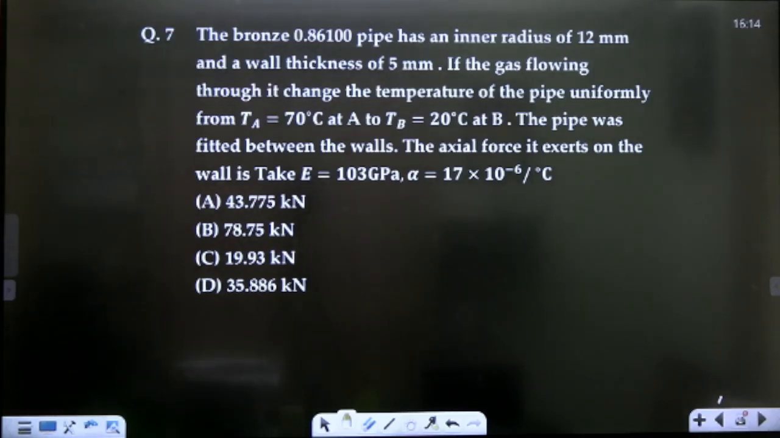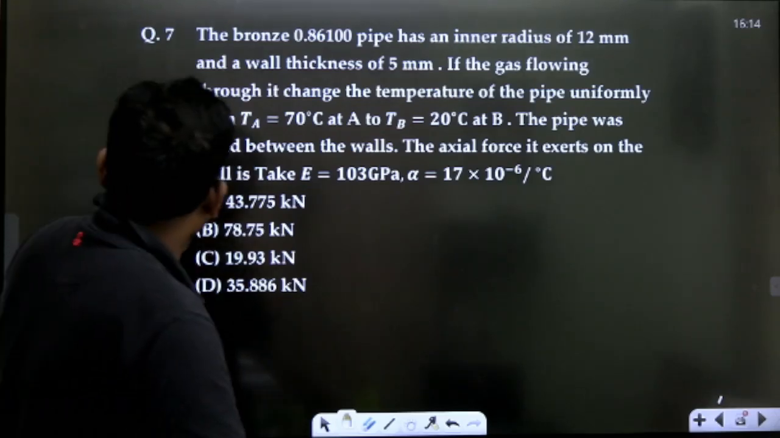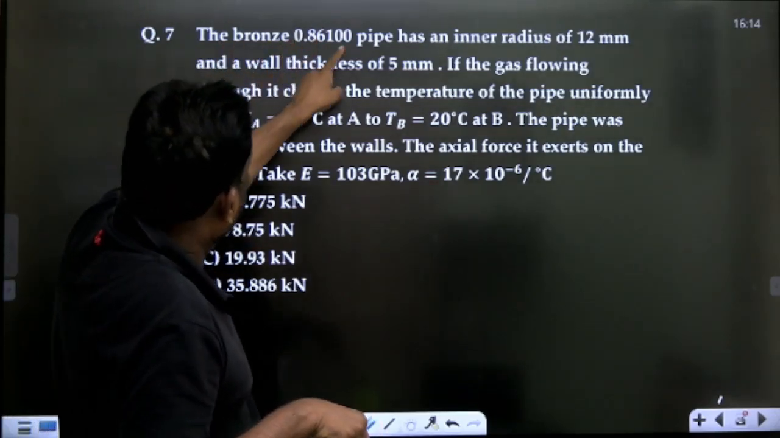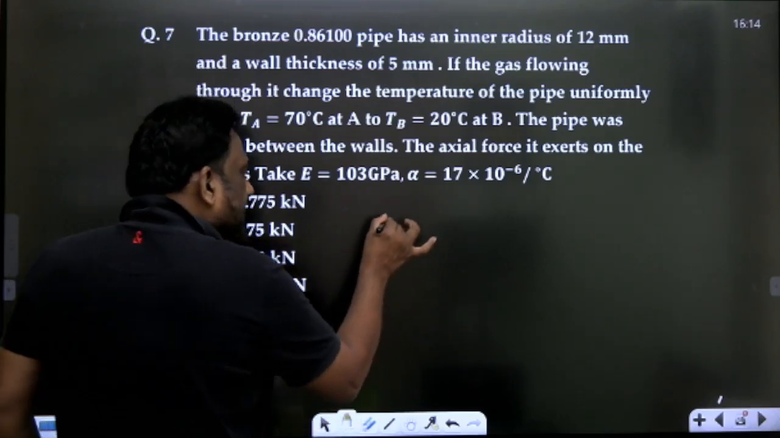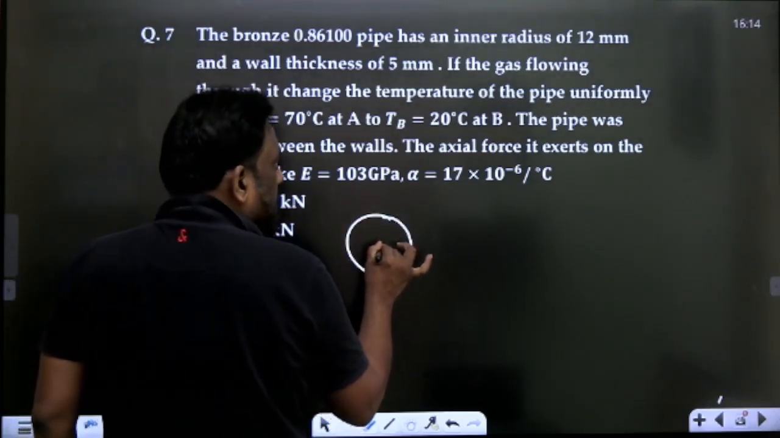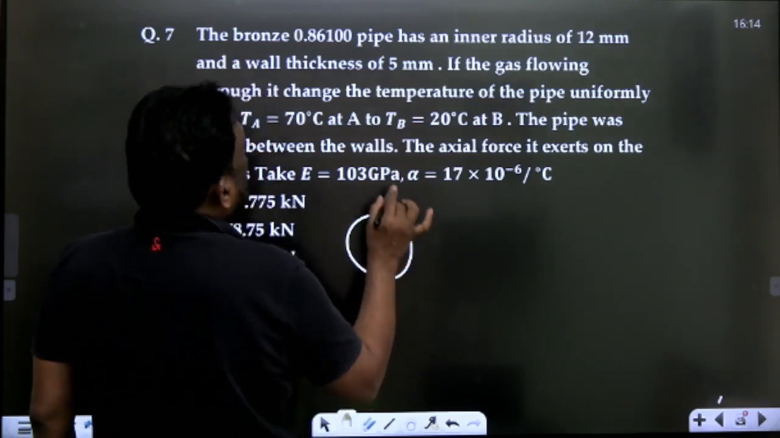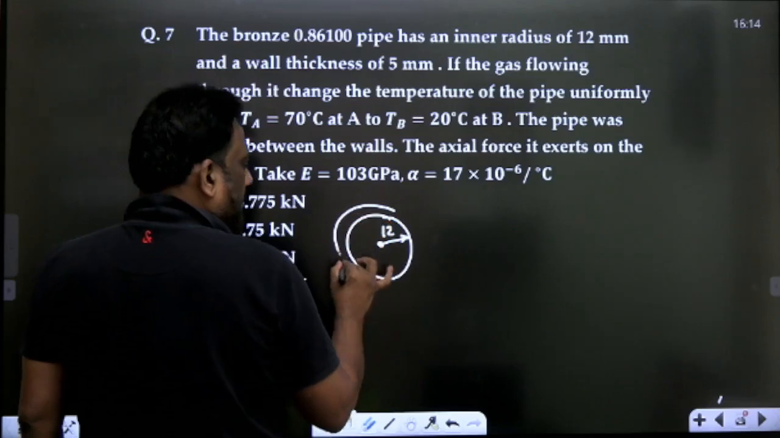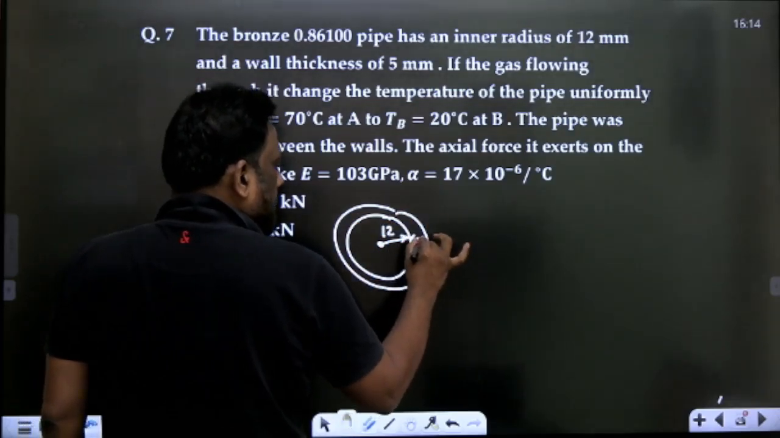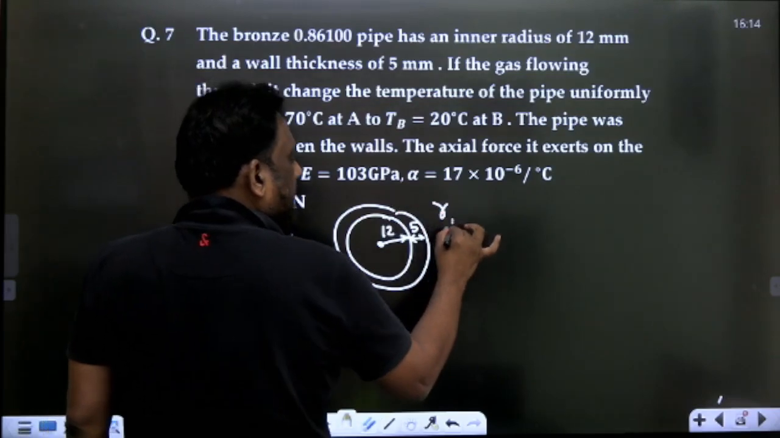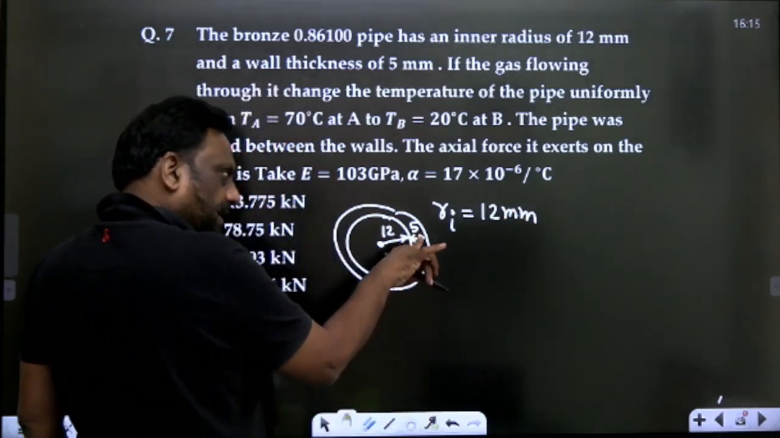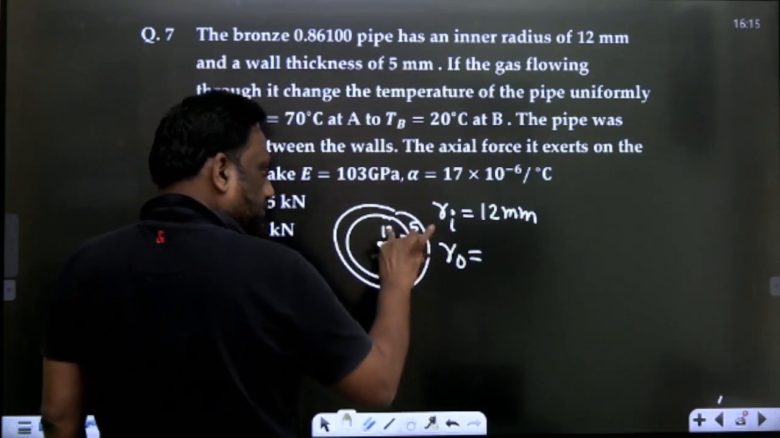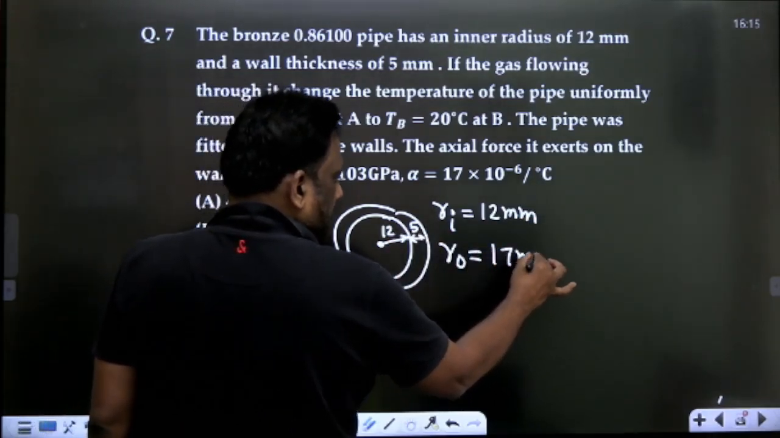Read the question. A bronze pipe has the inner radius of 12 and the wall thickness 5. So the inner radius is given as 12 mm and the thickness is 5 mm. So the outer radius is 12 plus 5, 17 mm.